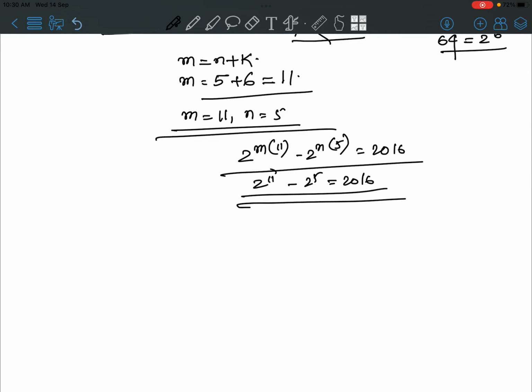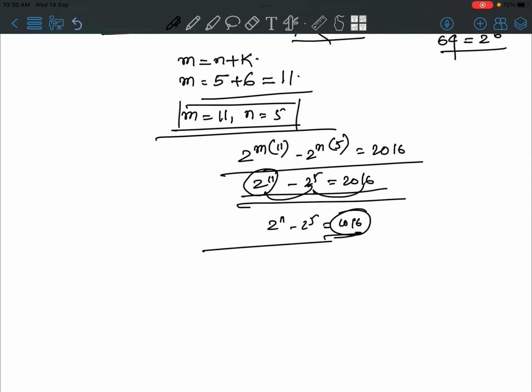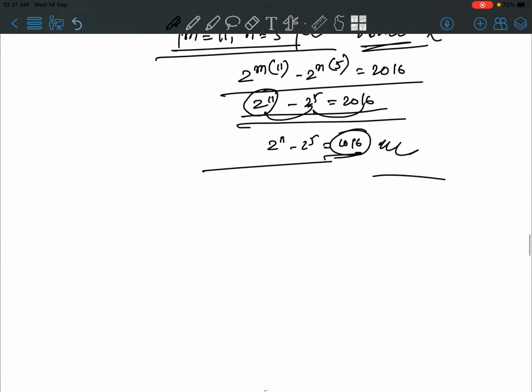If your formula, if your answer is right, then this will satisfy both sides. 2 to the power 11 minus 2 to the power 5 must be 2 to the power 16. So m equals 11 and n equals 5. This is your final answer and it has been satisfied.